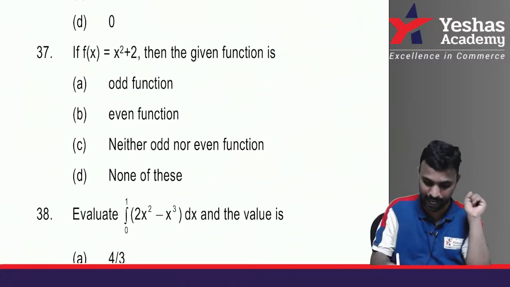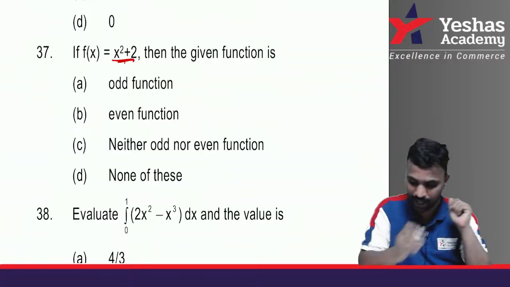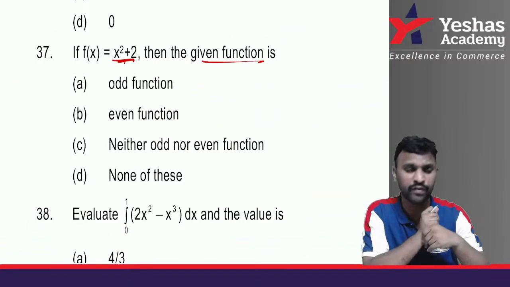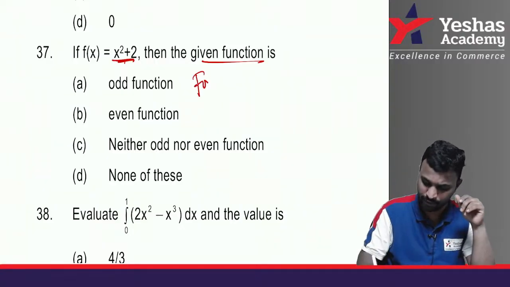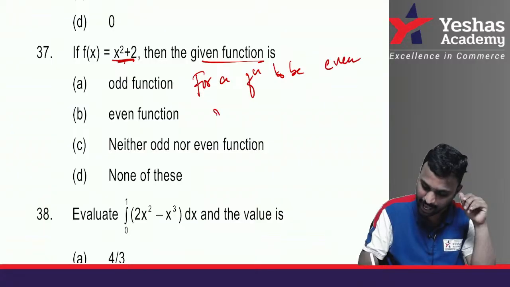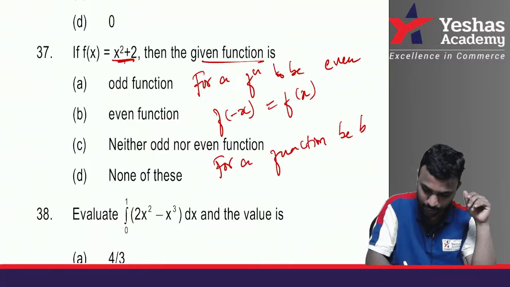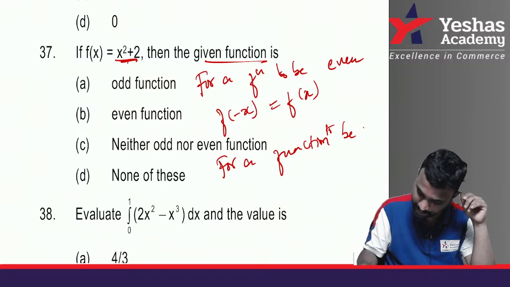Moving on to the next question, f of x is given as x square plus 2, then the given function is odd function or even function. First of all, for a function to be even, f of minus x should be equal to f of x only. For a function to be odd, f of minus x should be equal to minus of f of x.